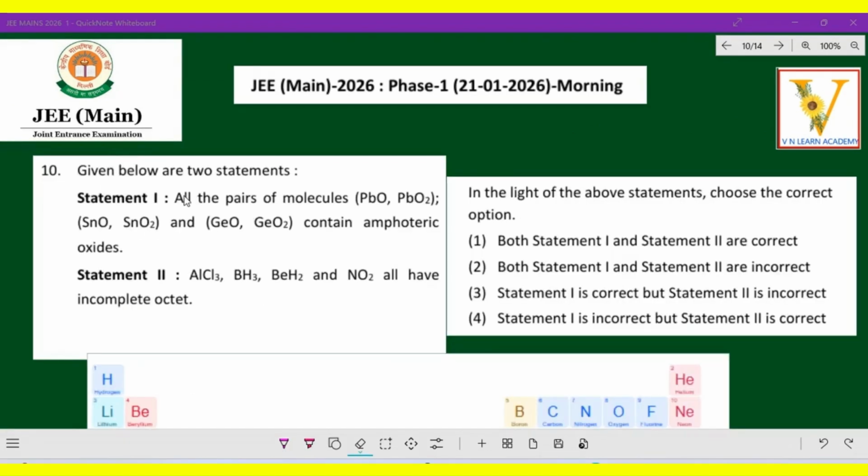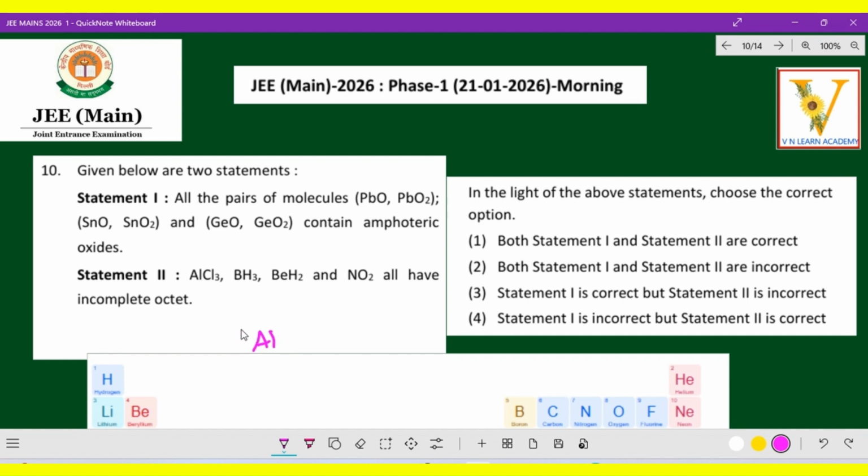Next question. Given below are two statements. Statement 1, all the pairs of molecules PbO, PbO2, SnO, SnO2, and GeO, GeO2 contain amphoteric oxides, whereas statement 2, AlCl3, BH3, BeH2, and NO2 all have incomplete octet. According to statement 2, it is completely correct actually. AlCl3, it is incomplete. According to Lewis dot structure, you know very well. So this is actually incomplete octet, 100%. BH3 also incomplete octet only. BeH2, everything.